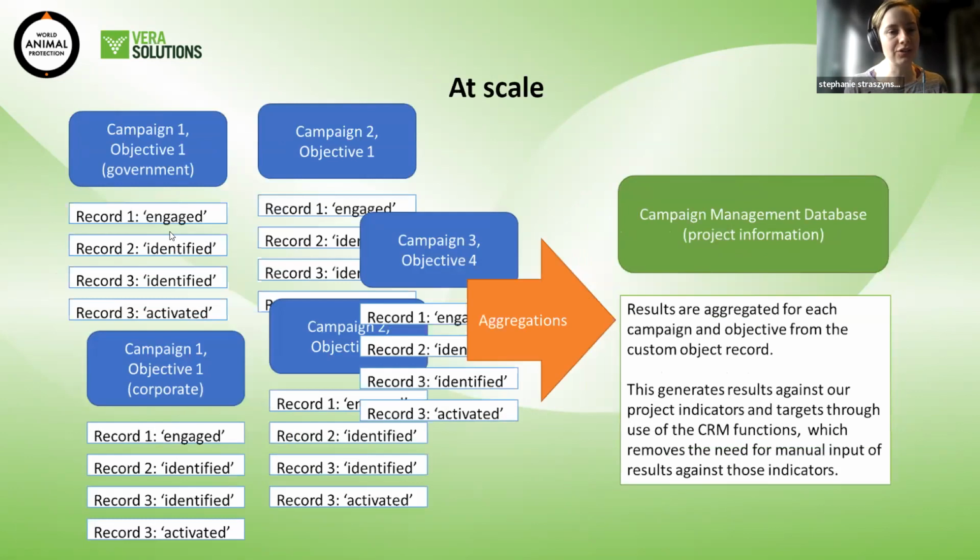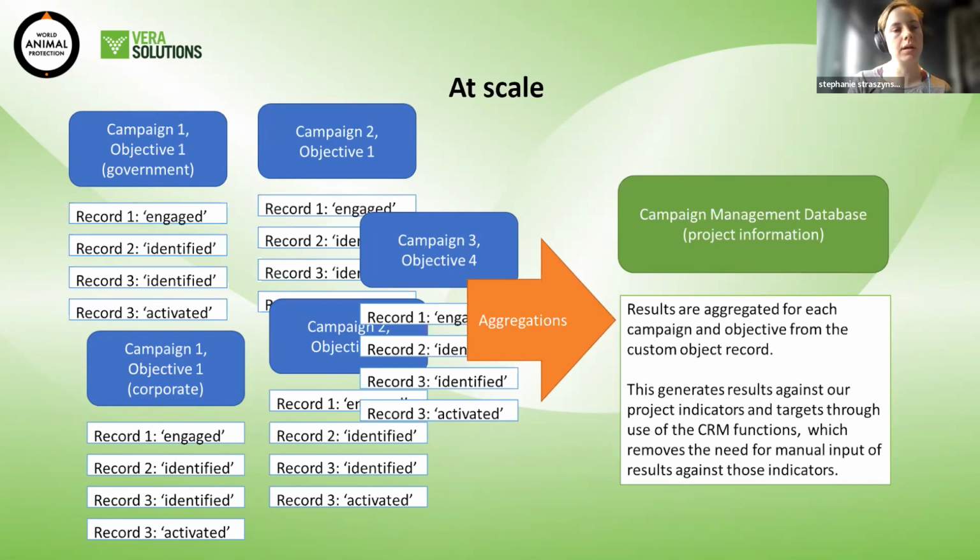So we have lots and lots of records of lots of different people, sometimes even the same organization that's moving through several different issues. And then we can actually aggregate those results to the specific objective. We can get even specific in terms of what type of organization it is. And what this does is it actually generates the results against our project indicators through use of the CRM functions. So that removes the need for a manual input of results against those indicators.